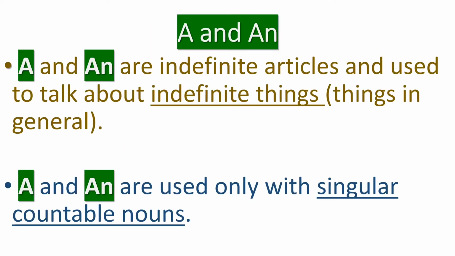First, A and an are indefinite articles. It means they don't define the noun. They are used for things in general. They are used only with singular countable nouns. You cannot use them with plural countable nouns, and you cannot use them with uncountable nouns. Let's take some examples to understand.